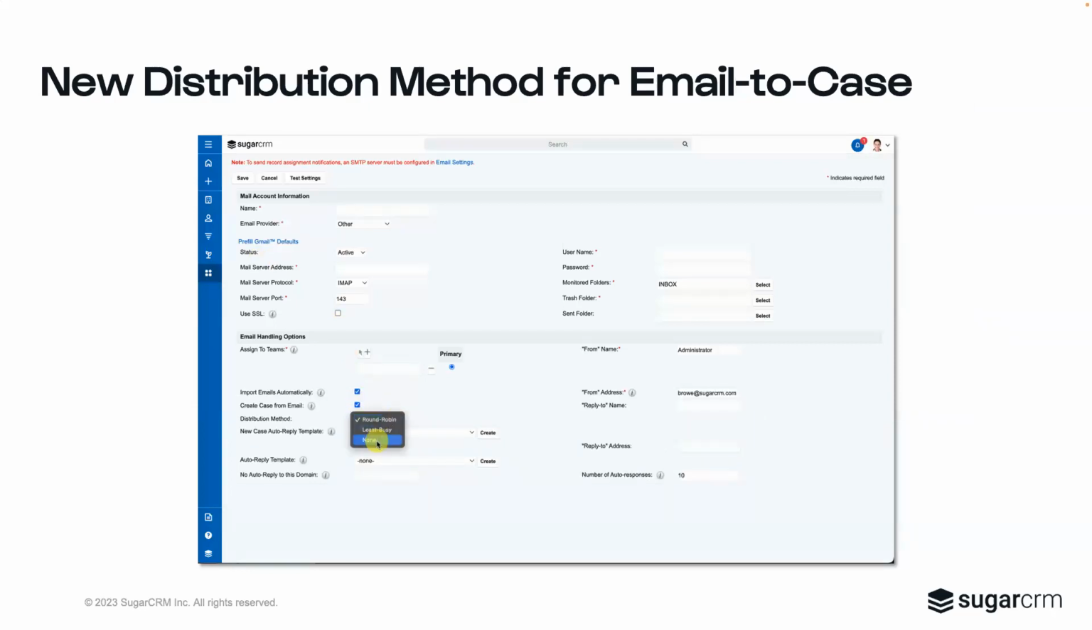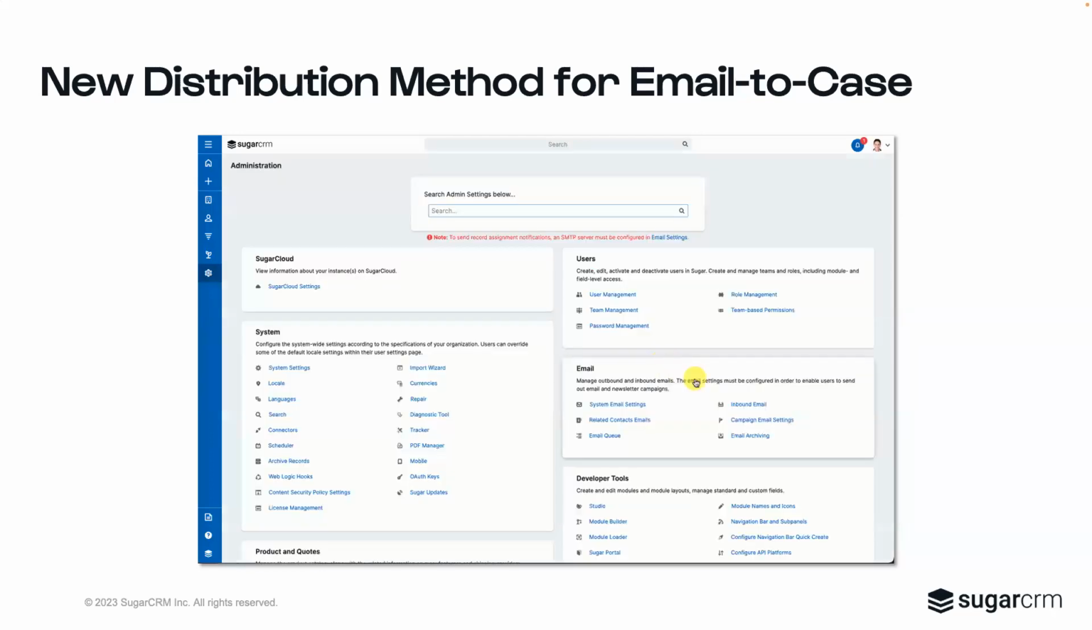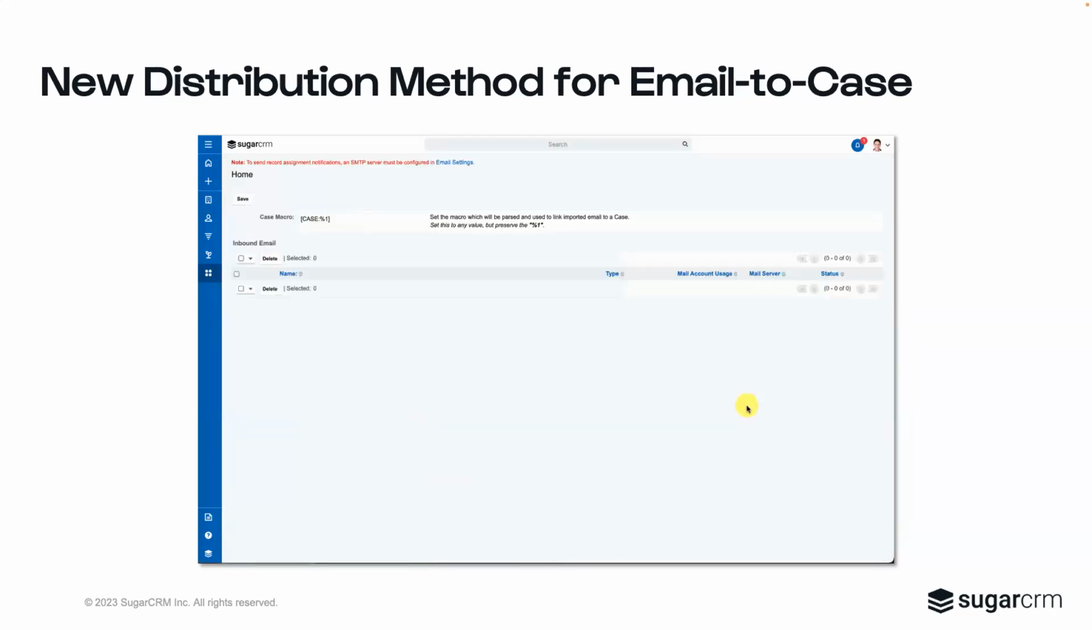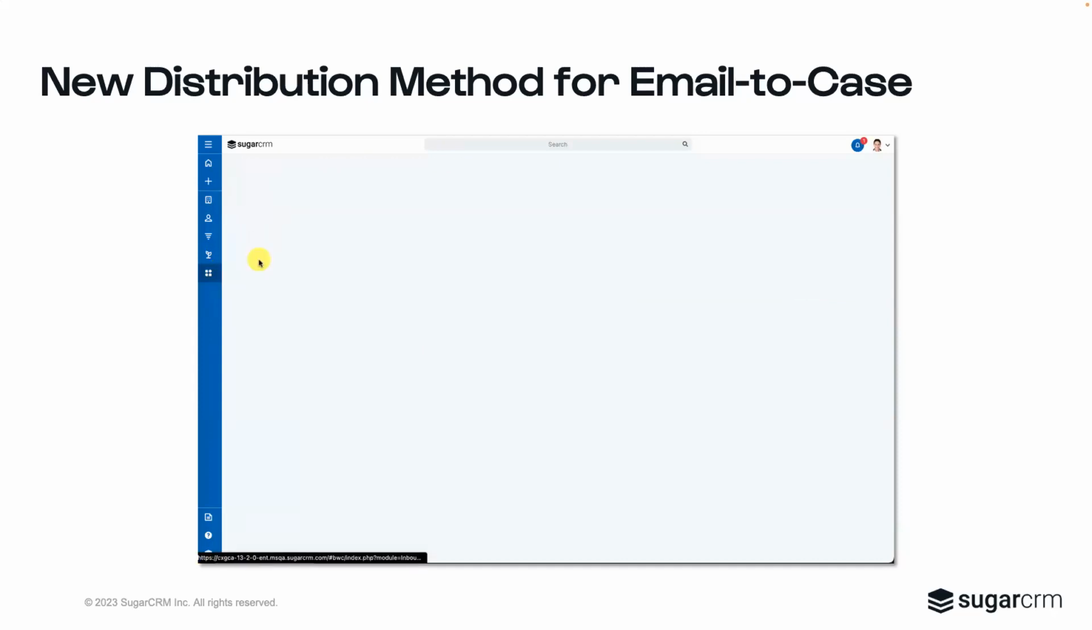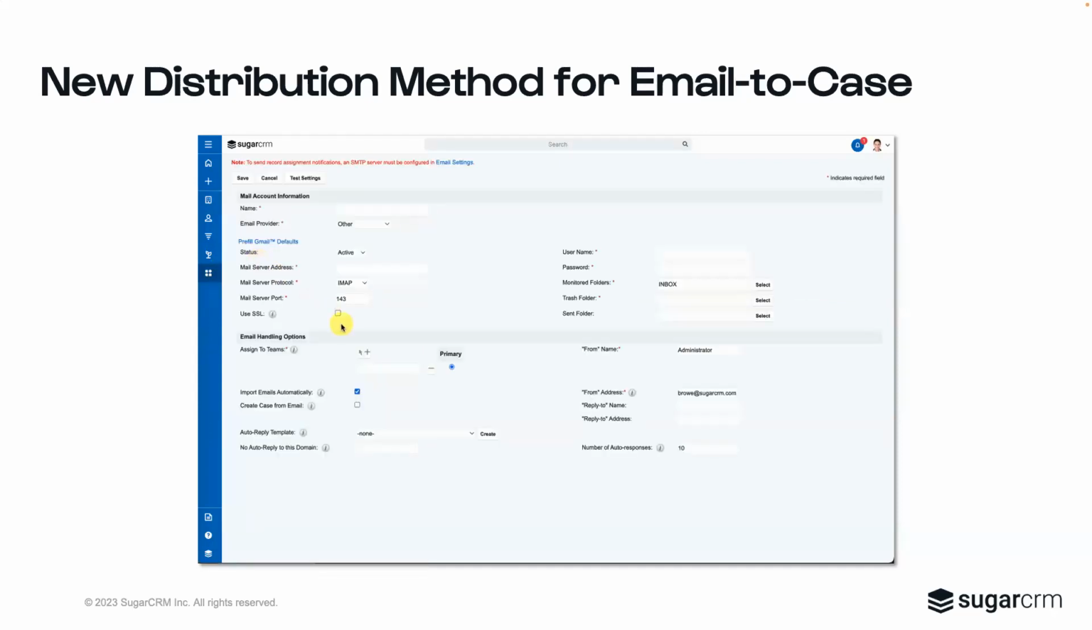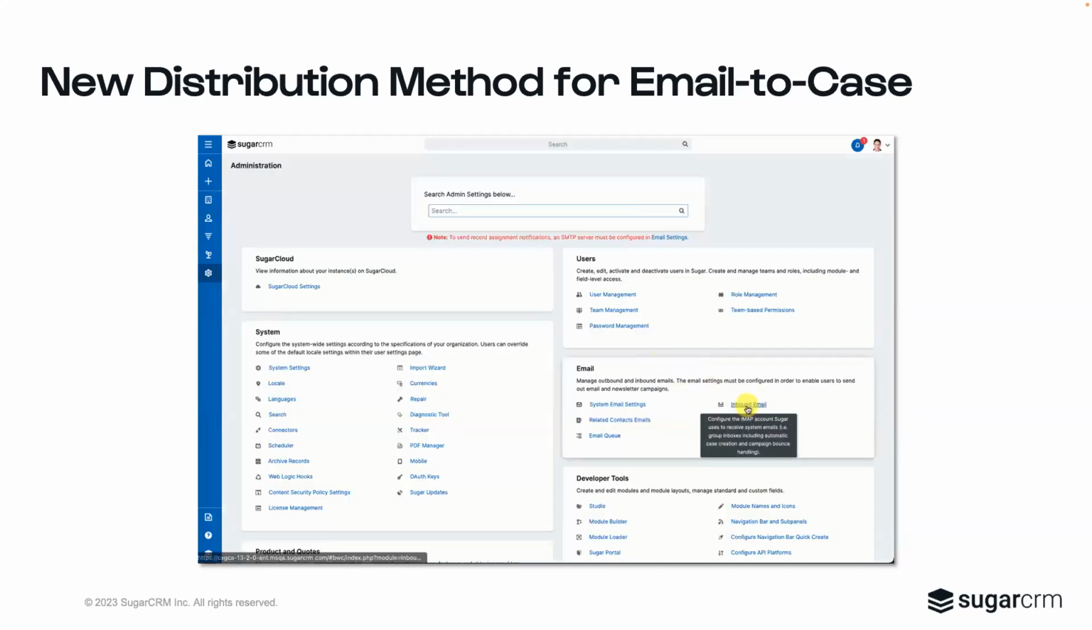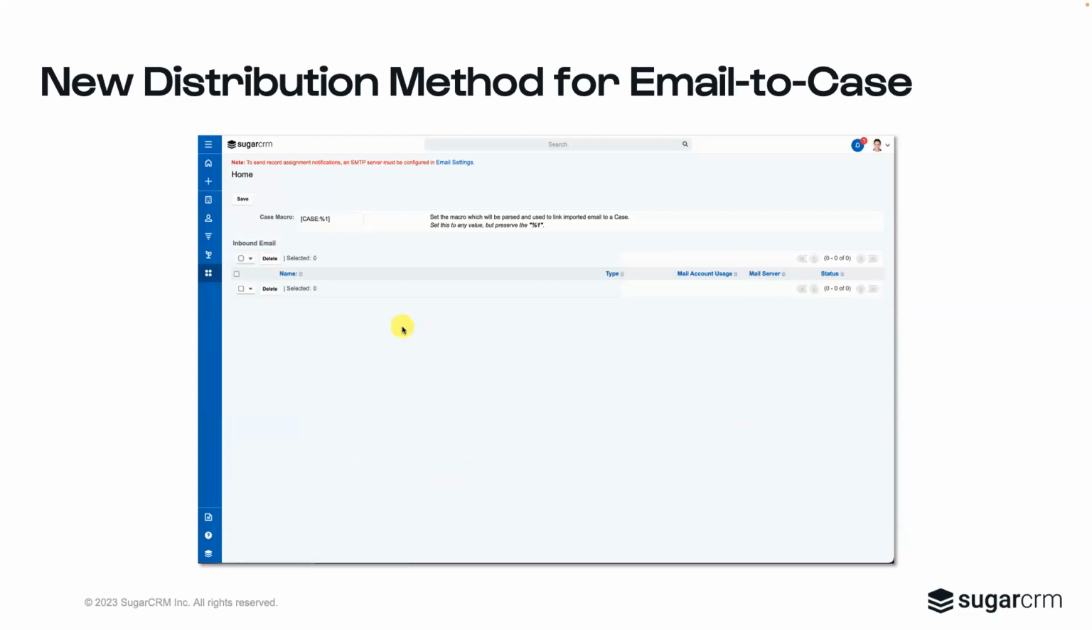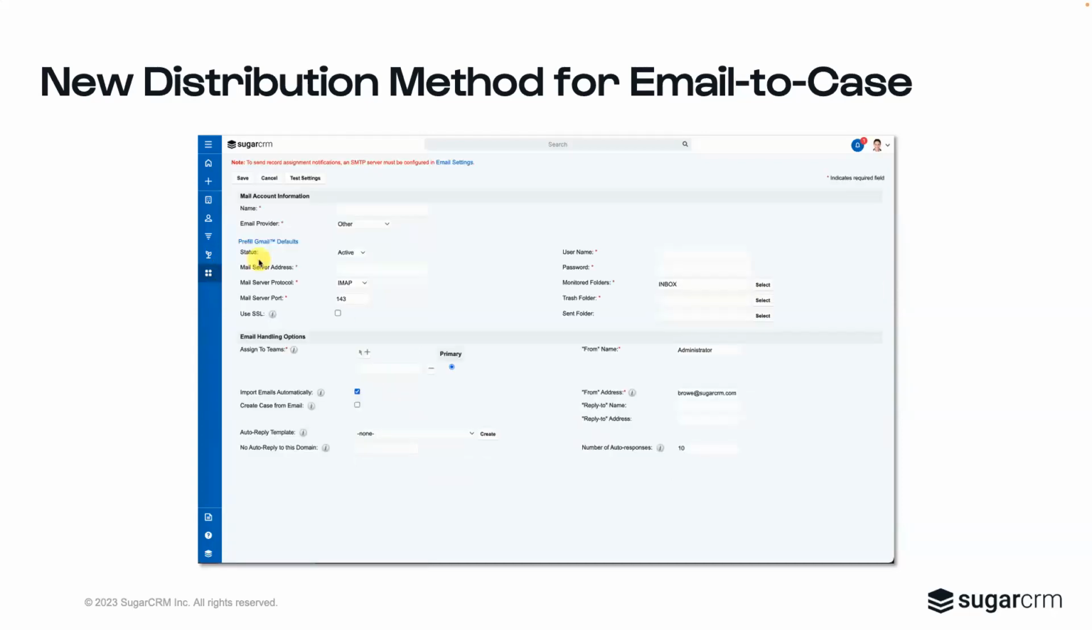And the distribution method drop down that you see there, we had round robin or least busy, and now we have an option for none. The reason that we did this was because some of you were saying that you wanted more flexibility to assign those cases manually or perhaps use BPM to automate things in a different way.